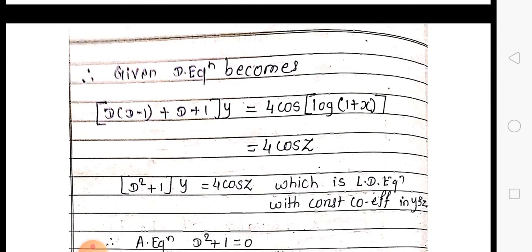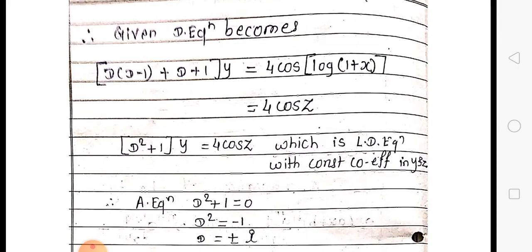We see the given differential equation becomes: first term (D minus 1) into y, we take y common, plus second term D into y, we take y common, and third term y, we take y common, then the remaining is 1, equal to 4 into cos of log of 1 plus x. But log of 1 plus x is z. Therefore, we got the value 4 into cos of z. Here, we simplify the LHS, we got (D square plus 1) into y equal to the RHS, 4 cos z, which is the linear differential equation with constant coefficients in the variables y and z.